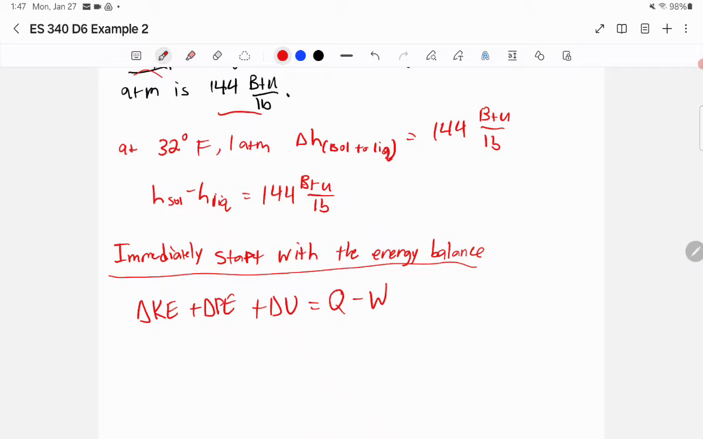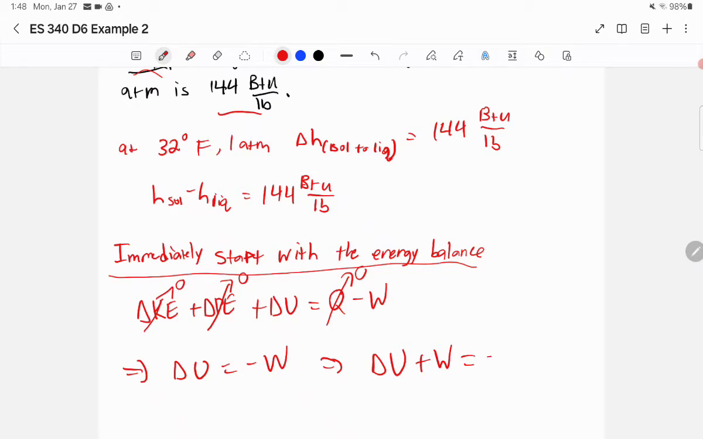In this case, we have a solid and a liquid. They're not going through any appreciable change in speed, or change in height or anything like that. The system's not really changing either of those, so we can ignore those. And we also know that there's no exchange with the environment, so this means that delta U is equal to minus W. Or, if we want, delta U plus W is equal to 0.